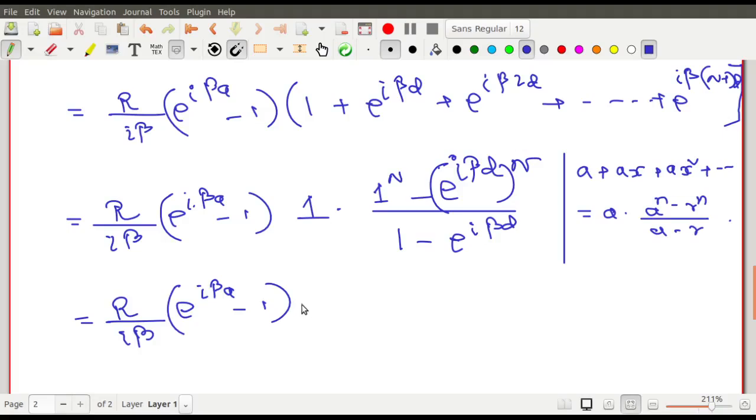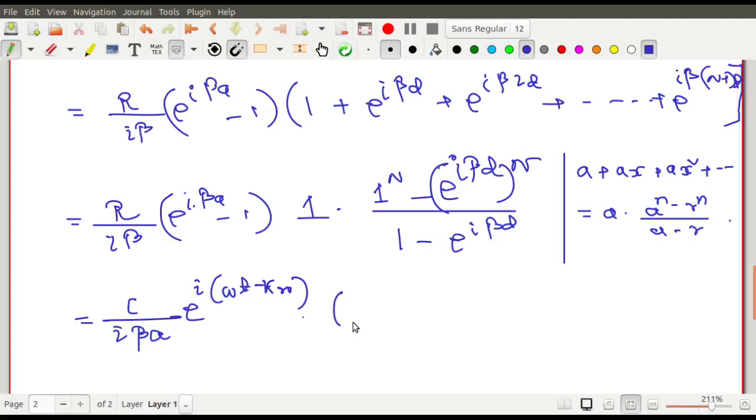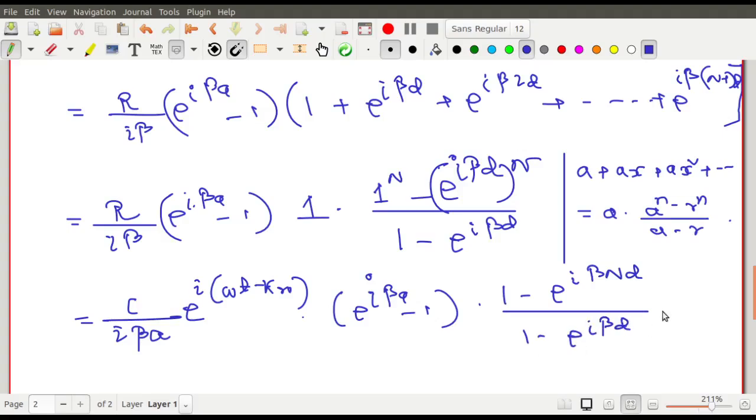So now I have nothing to do, and I will just plug in the value of capital R over here. So the task is over. So I just plug in the value of capital R over here. C by I beta a. You know the value of R. It was C by a e to the power I omega t minus k r0. So I just plug in the value over here. Then I put my values, that is e to the power I beta a minus 1. So এটা বসিয়ে দিলাম, and then I put in this one, 1 minus e to the power I beta nd minus of 1 minus e to the power I beta d.